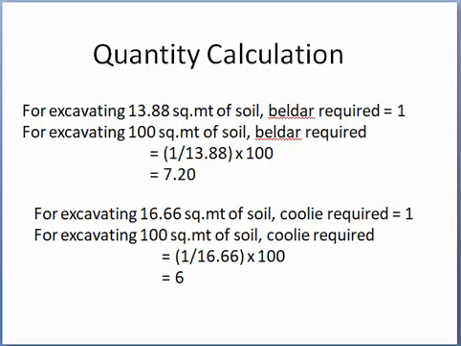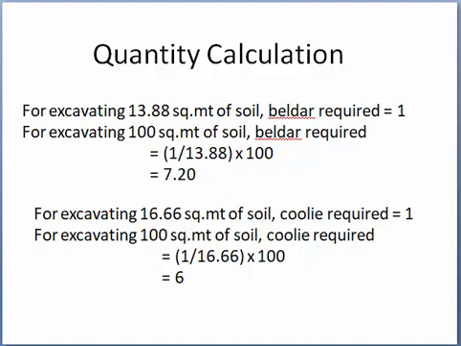You can see this calculation: for excavating 13.88 square meter of the soil, Beldar required is 1 in number. So for one day, if the Beldar is doing the excavation work, he will give the output of 13.88 square meter. Same, we are preparing the analysis for 100 square meter. For excavating 100 square meter of soil, the Beldar required will be 1 divided by 13.88 multiplied by 100, and the quantity will be 7.20. So for excavating the 100 square meter of soil, the number of Beldars required will be 7.20.